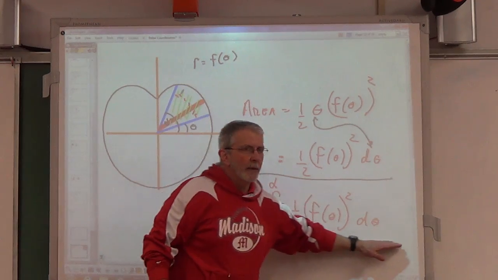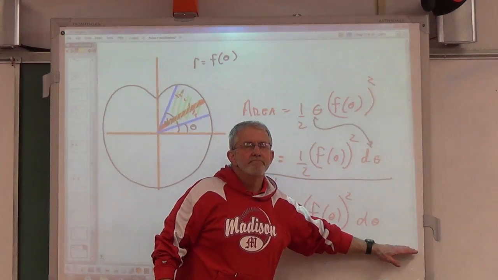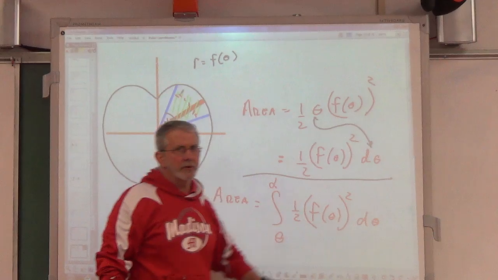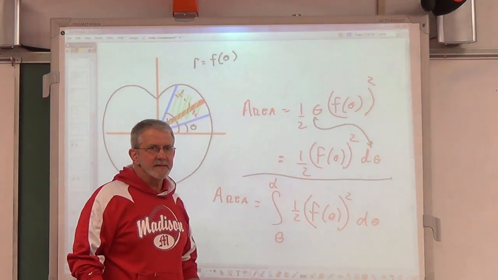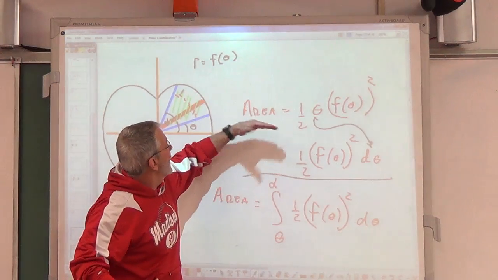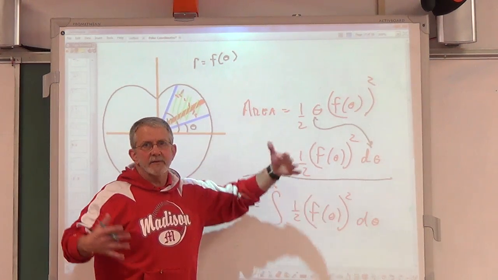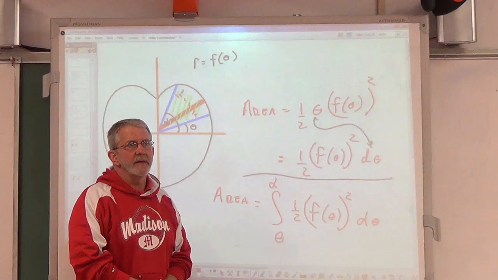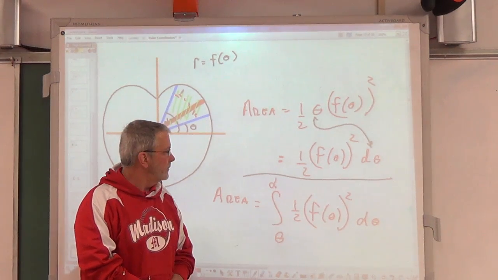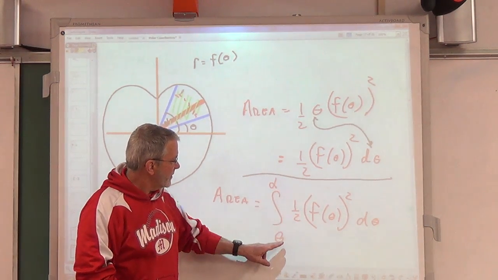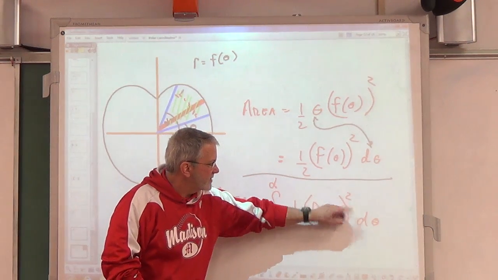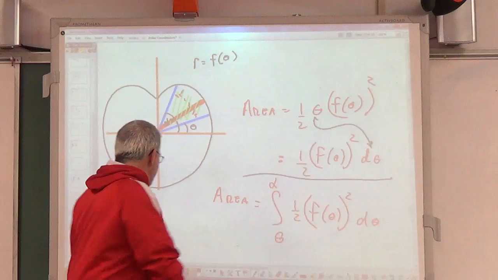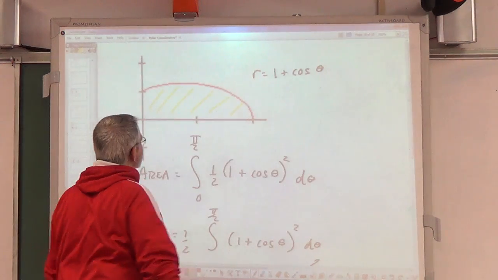And this is the formula to find the area bounded by the graph of a polar curve, which is nothing more, nothing less than the area of a sector, the formula to find the area of a sector of a circle. So it's going to be the integral from theta to alpha of 1/2 f of theta squared d theta. Let's do one example. Very easy example.